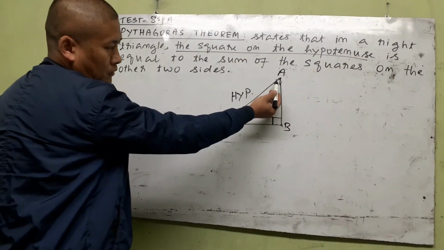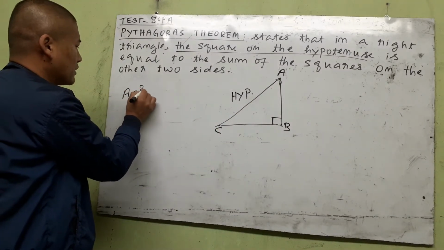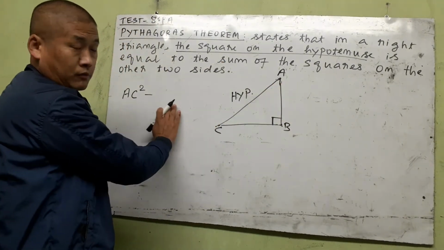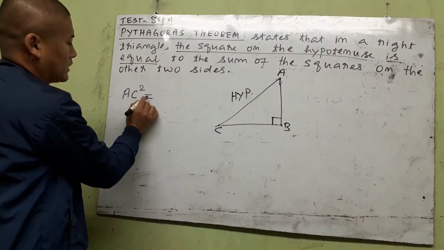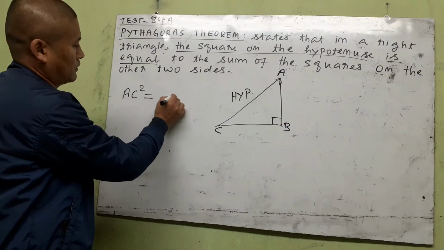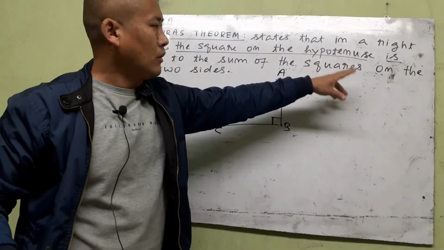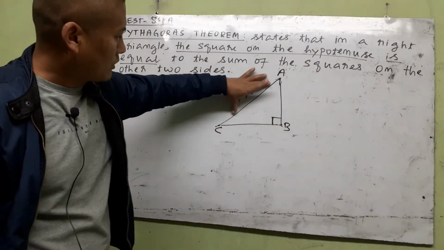So we now know AC is the hypotenuse, so we write here, square on the hypotenuse means AC square. The theorem is this one we're writing. Is equal, the next two words mean equal sign, double dash. To the sum means it is added, plus. The word sum means it is added, of the squares on the other two sides. So the hypotenuse is already taken, AC square.